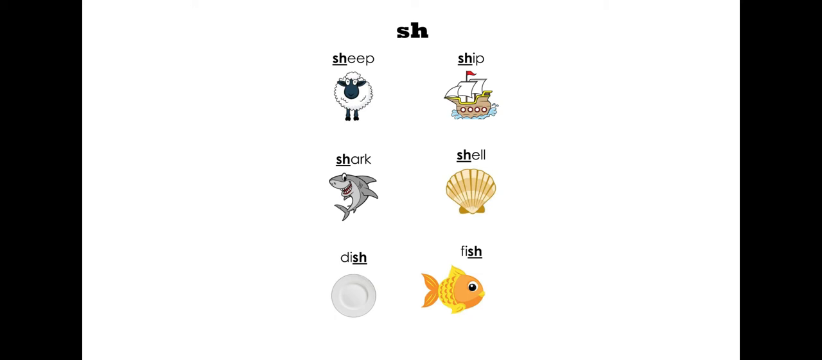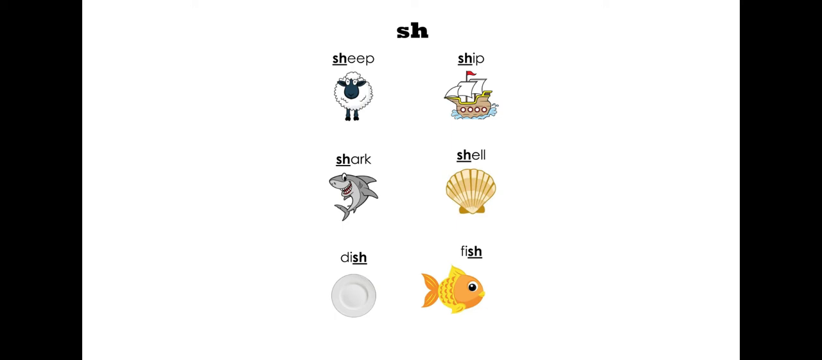Listen carefully. Get your mouth ready to say the word sheep. Sheep. I hear SH at the beginning. Now get your mouth ready to say the word ship. Ship. Where do you hear the sound sh? Right, in the beginning. And two more words where you'll hear sh in the beginning are shark and shell.